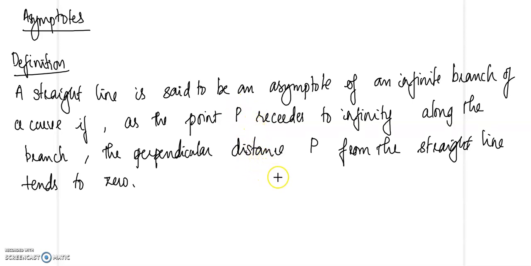അപ്പം നമ്മുടെ curveൽ നമ്മൾ ഒരു point trace ചെയ്ത് പോവുക and you have a curve and a given line. So then as x tends to infinity, if the perpendicular distance between the point P, which is a point on the curve at infinity, and a given straight line tends to 0, as P recedes to infinity along the curve, then such a straight line is called an asymptote.